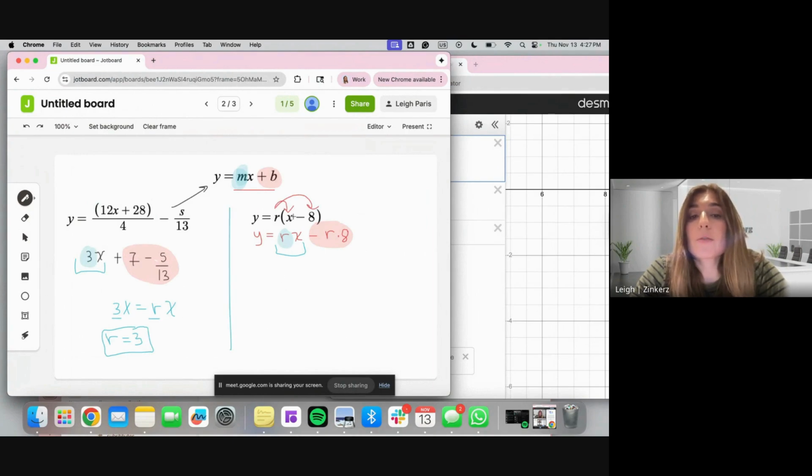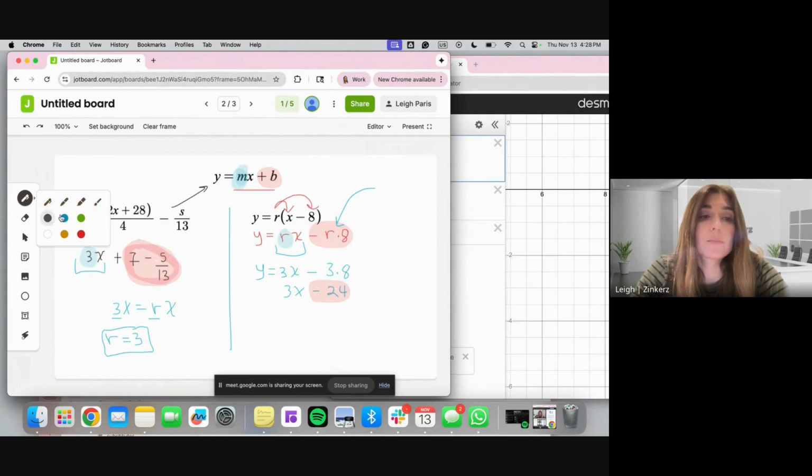I'm going to focus over on the right side of the equation now. We have the value of r, so let's substitute it in. Y equals 3 times x minus 3 times 8. 3 times 8 is 24, so we've got 3x minus 24. Again, we're using structure to help us solve this, so that means that negative 24 has to be equal to this 7 minus s over 13. So let's write a new equation for that. 7 minus s over 13 is equal to negative 24.